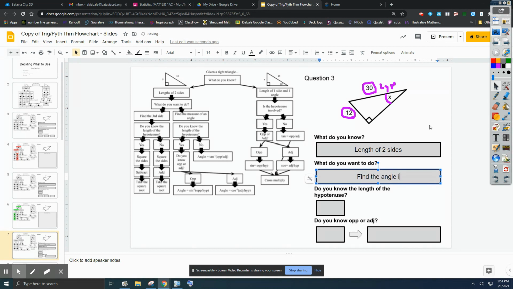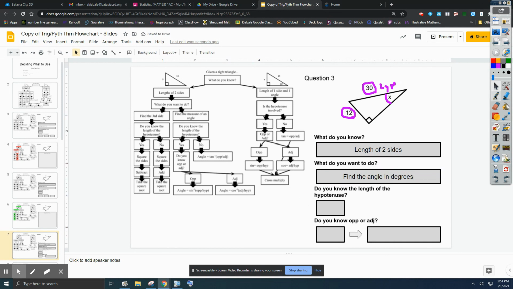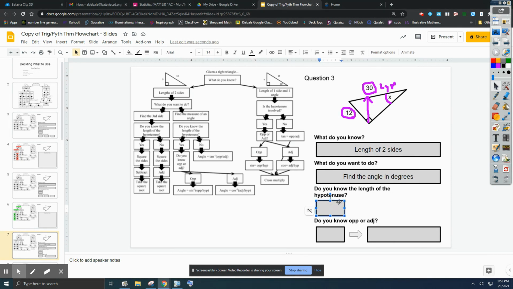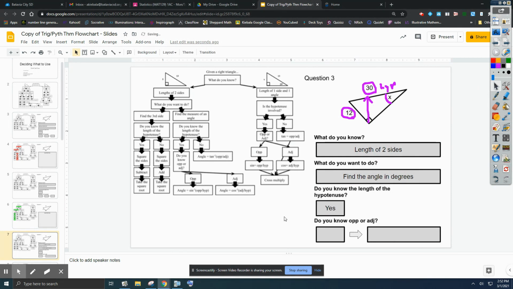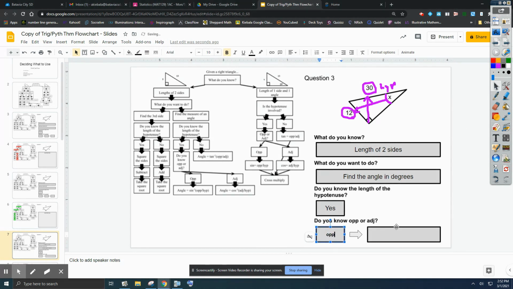So find the angle in degrees, or just find the angle. Do you know the length of the hypotenuse? Across from the 90 degree angle is 30. So yes, we do know the hypotenuse. We know opposite or adjacent. From the angle we want to find, the 12 makes that side the opposite side, OPP.